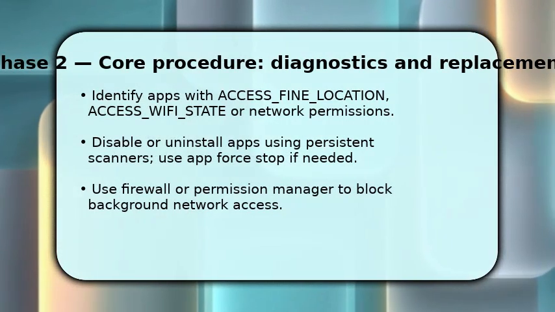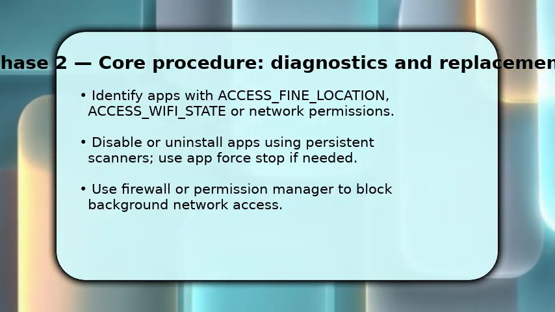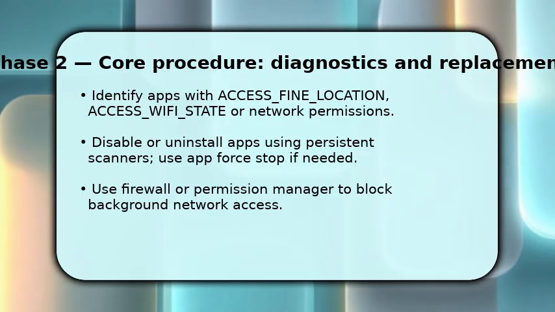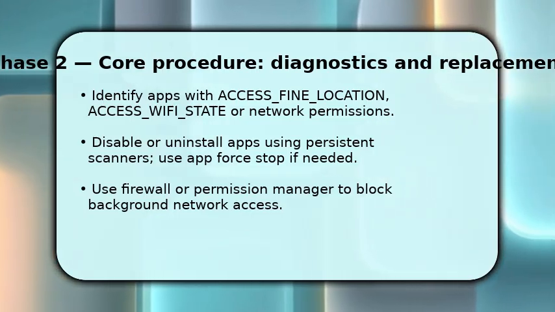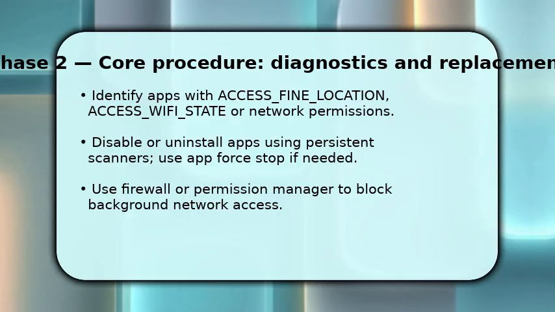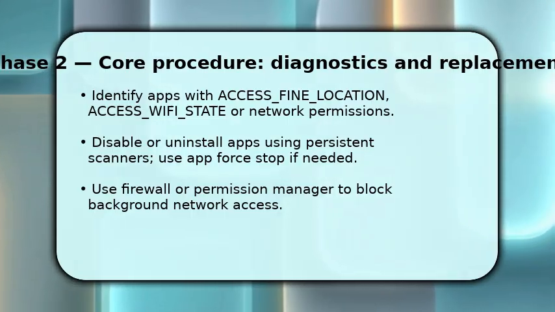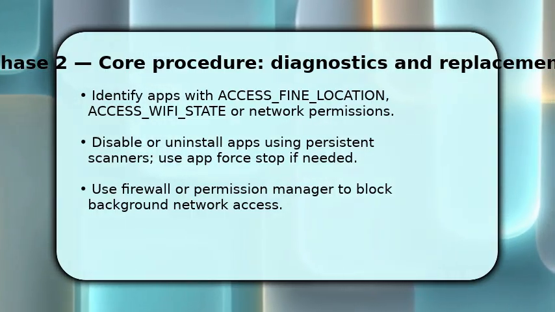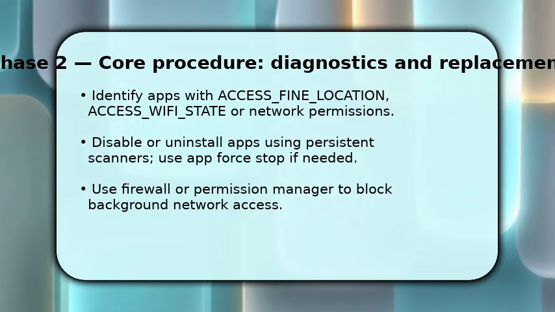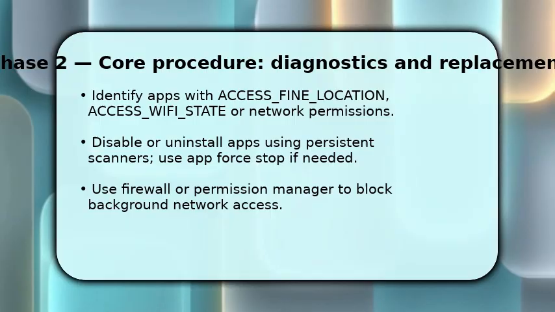Now you audit apps and system services that can trigger Wi-Fi scans, check permissions for access find location and access Wi-Fi state because those enable scanning. Disable or uninstall any app that repeatedly starts scans. If removal isn't possible, force stop it and disable auto start.